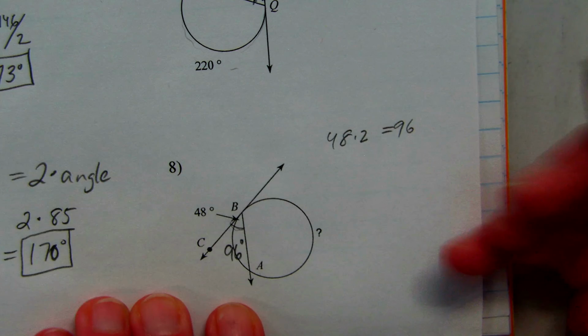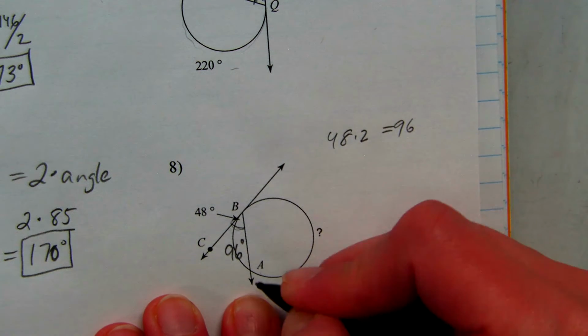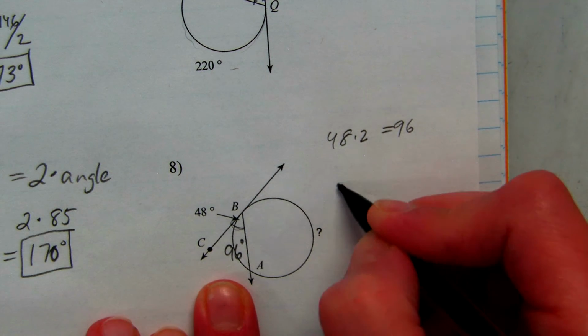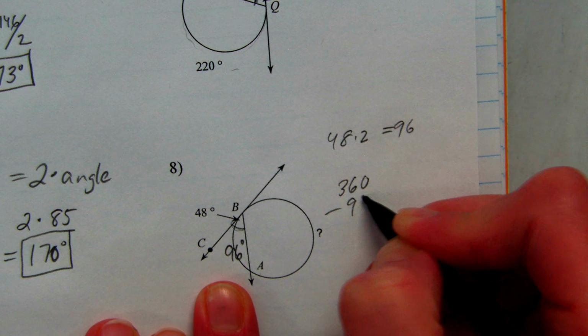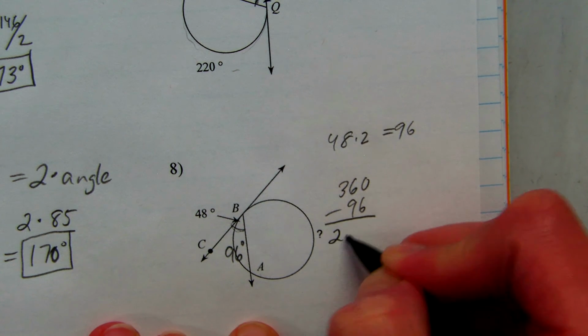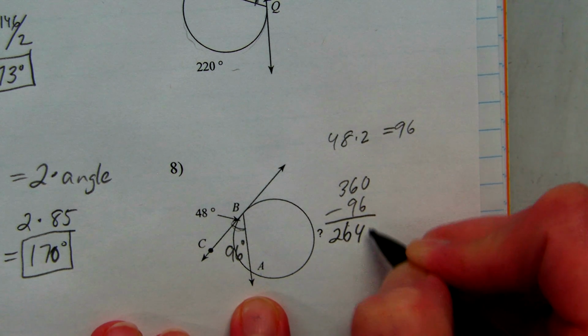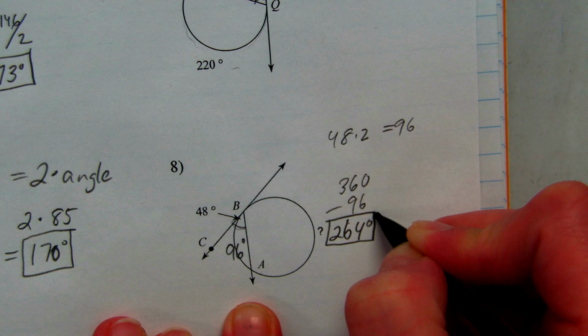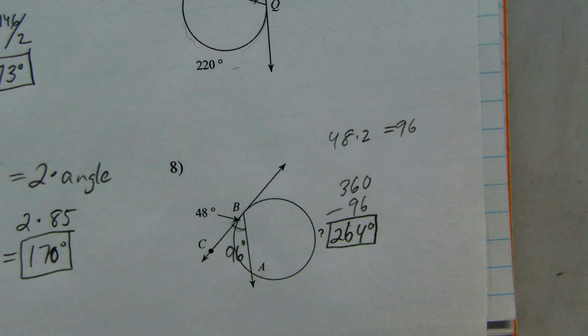So I'm going to pick on Meredith since she's here. How do I find the other arc? 360 minus the 96. She's absolutely right on because she's been paying attention. So 264 degrees is my answer, and that's it.